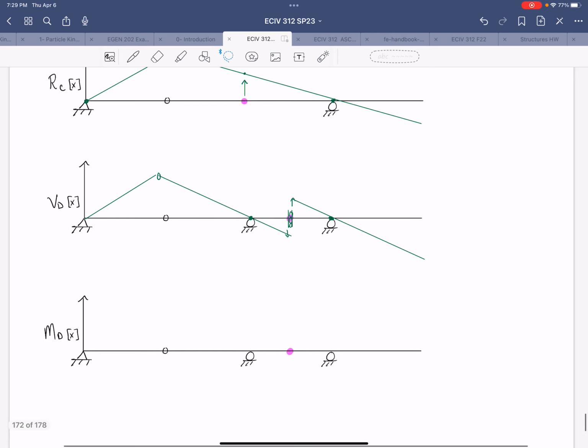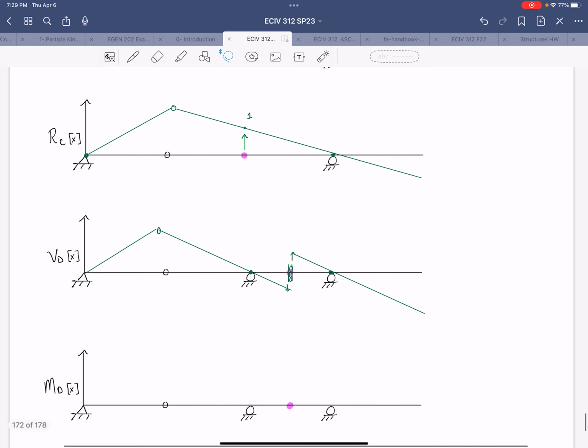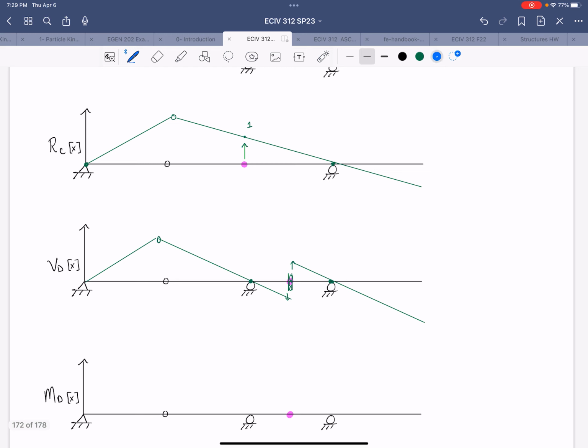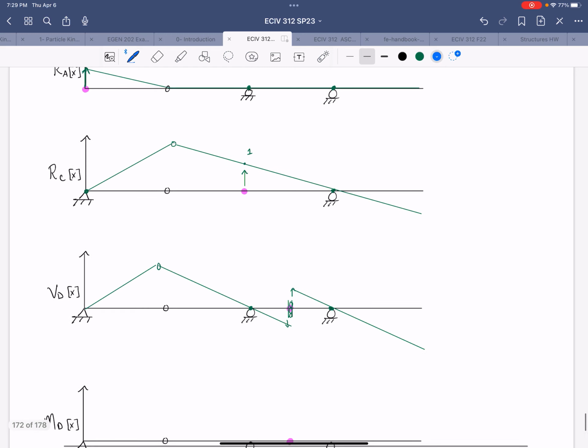So that is the qualitative influence line for shear at D. And I'm going to go ahead and label some of the values that we will be finding in a moment. So going back to the reaction at C, we would call this RC when the unit load is at B. And then this point over here would be RC when the unit load is at F.